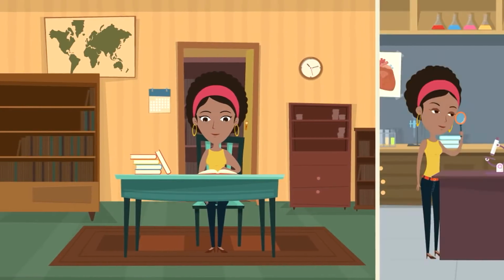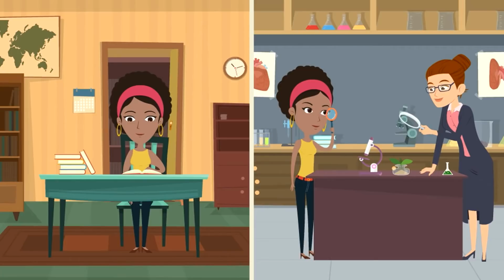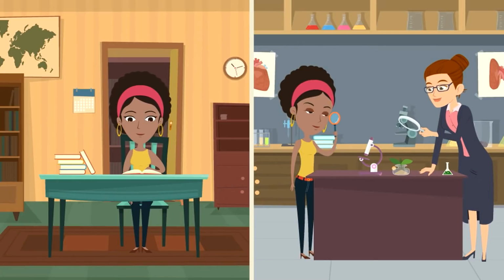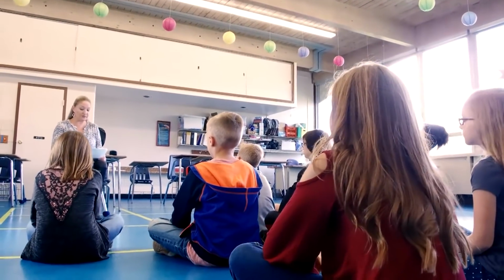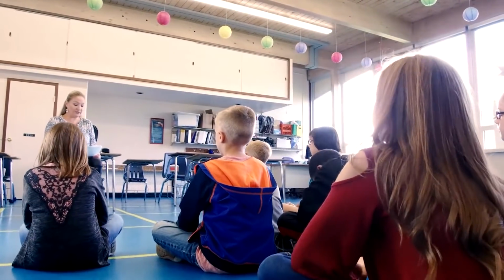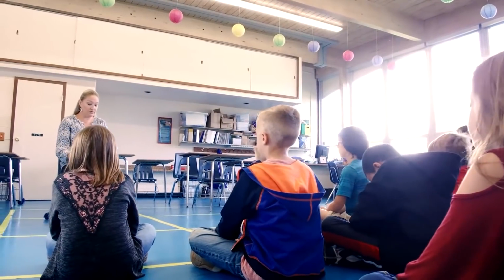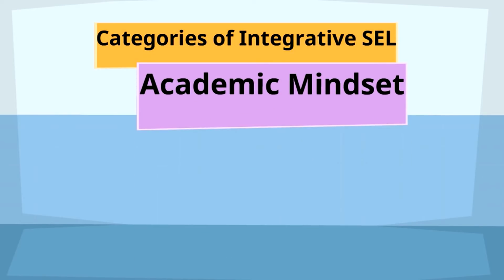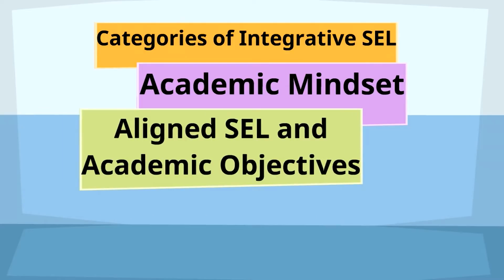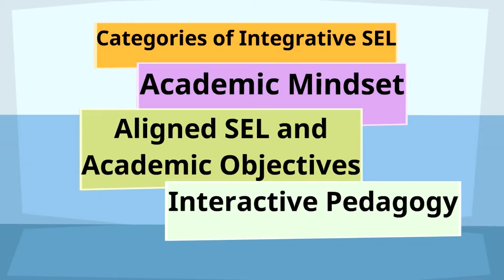Alongside families and communities, schools play a significant role in supporting young people's social and emotional development. Setting aside time to teach a set of skills in a specific environment is critical, but so is making sure SEL is woven into daily school life. This integration falls into three categories: academic mindset, or how students think about their own learning; aligned SEL and academic objectives, or the content students learn; and interactive pedagogy, or how students learn.